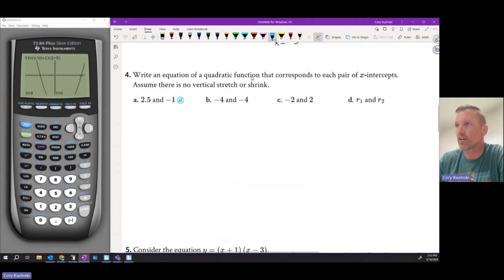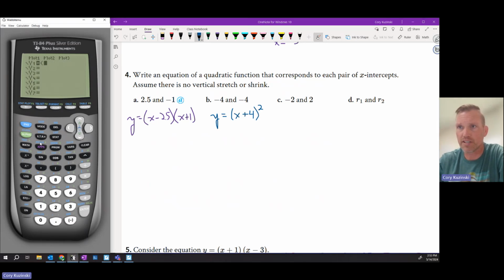Write an equation of a quadratic function that corresponds to each of the x-intercepts. Assume there's no vertical stretch or shrink. Well, I'm going to put this in intercept form, right? Let's go x minus 2.5 times x plus 1. Done. Let's do, how about this? X plus 4 times x plus 4 is x plus 4 squared.